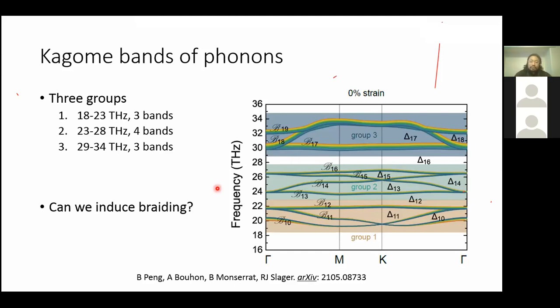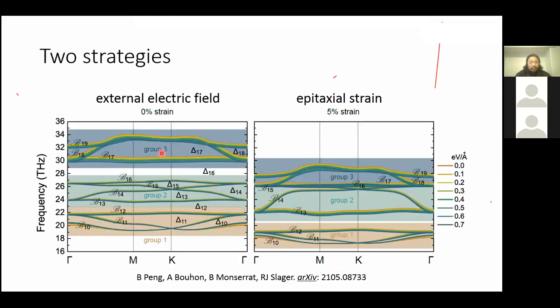Intuitively, we can just induce band inversion, similar to the case of single-gap topology. For example, we can use an external electric field or some biaxial strain to induce this band inversion. We'll first think about the external electric field.